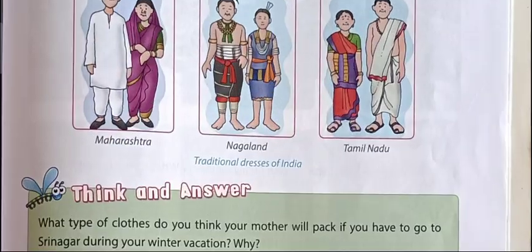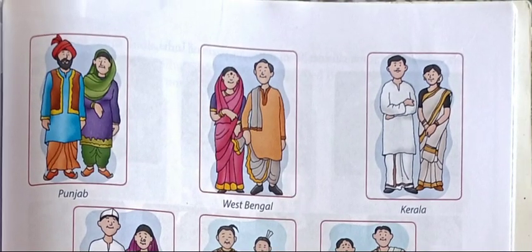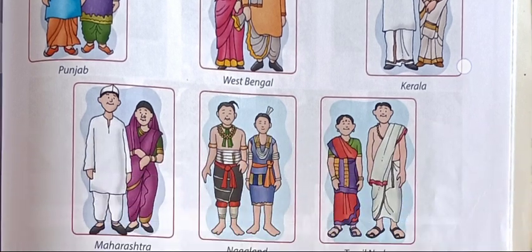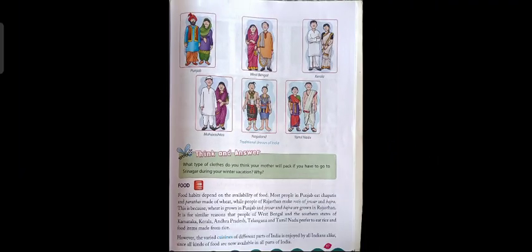So if you see, these are the clothes. Like Punjab clothes is this, the man with the turban and the lady with the salwar suit. And the West Bengal man is in this, and the women wearing this sari, and the Kerala, this, then the Maharashtra, then the Nagaland and Tamil Nadu. So these are some different clothings of different parts of India.